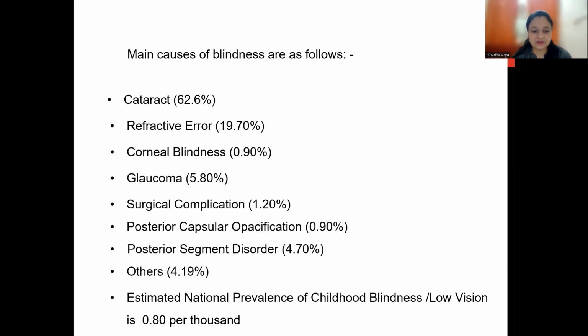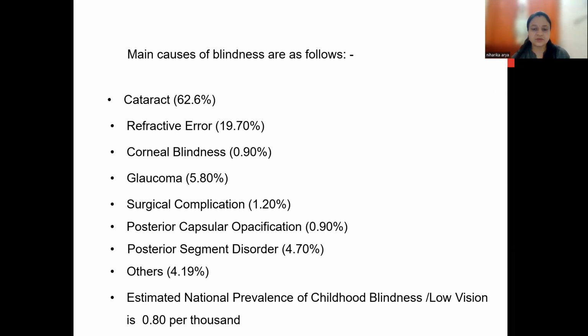The main causes of blindness are, first, cataract at 62.6%, refractive error 19.7%, then corneal blindness 0.9%, glaucoma 5.8%, surgical complications 1.2%, posterior capsule opacification 0.9%, and posterior segment disorder 4.7%. Others, including trauma or congenital diseases, account for 4.1%. The estimated national prevalence of childhood blindness and low vision is 0.8 per thousand.